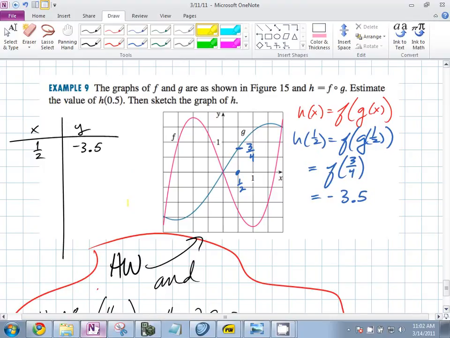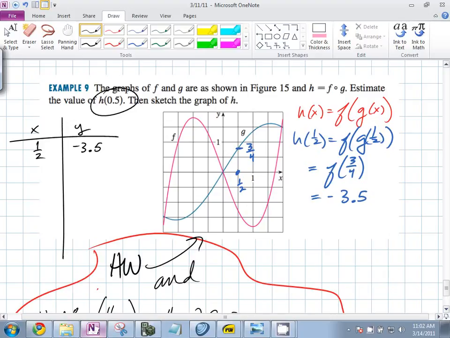The value for y was wrong. Oh, did we get it wrong? Well, let's take a look. h of 0.5 is going to be f of g, so you need g of 0.5. g of 0.5 is 0.75, and f of 0.75 is about... h of 0.5 is the same thing as f of g of 0.5.